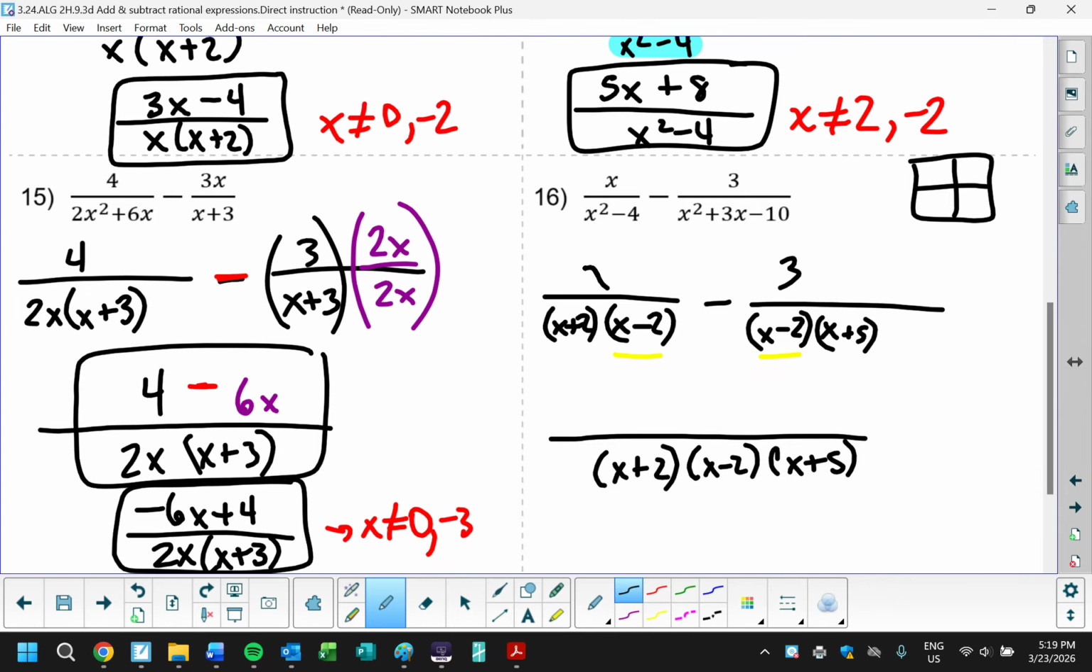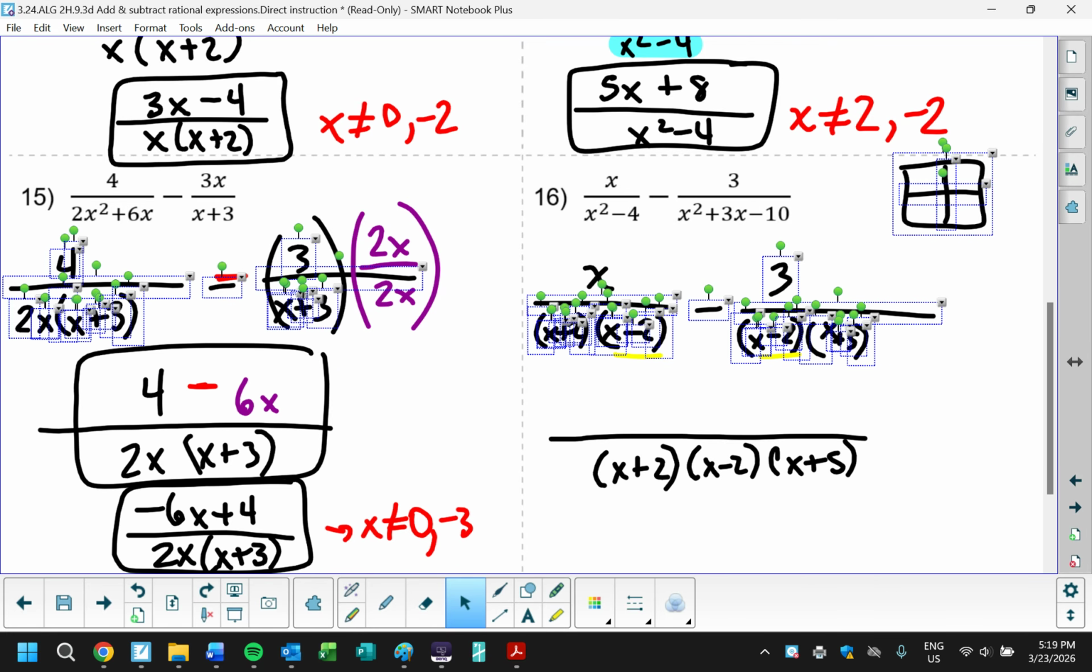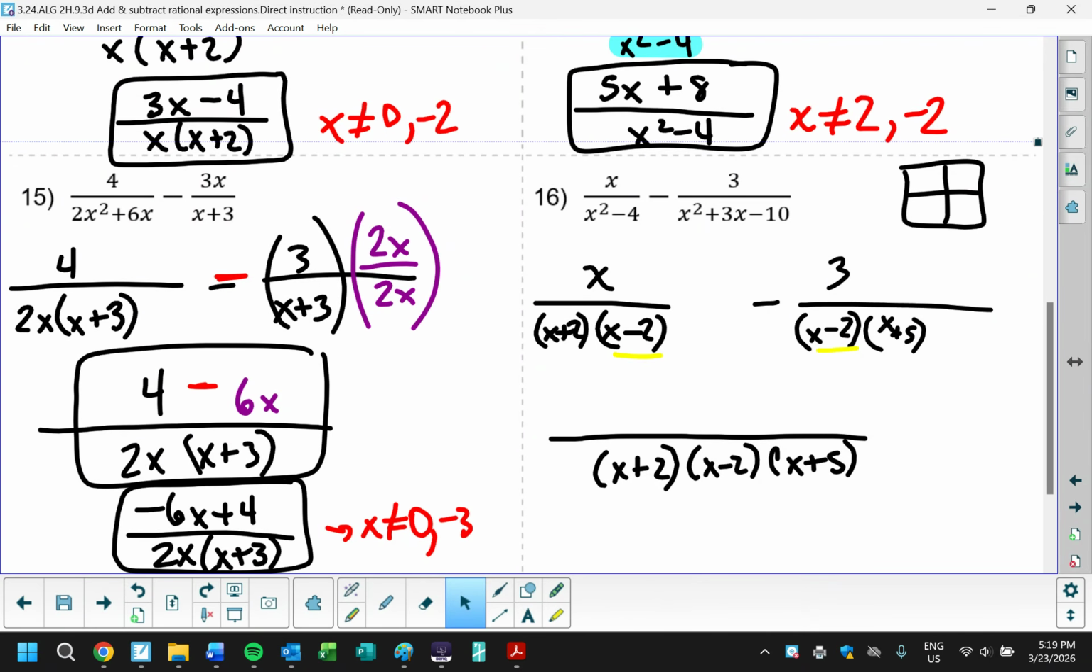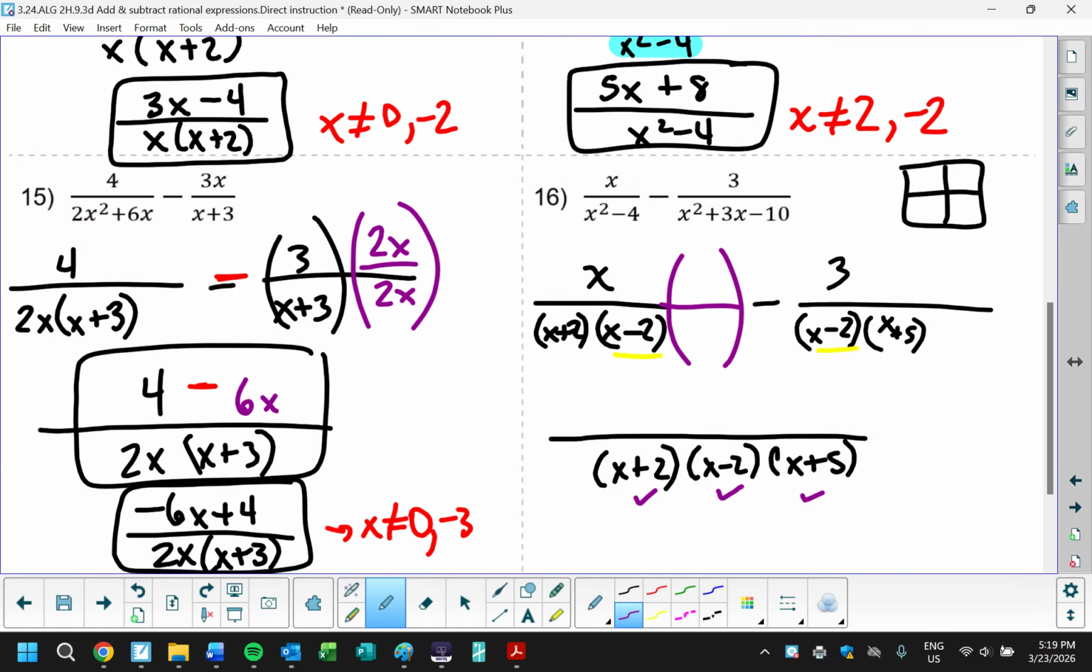So we have to multiply x over something times, can I move this? Let's find out. Give ourselves a little more space. There we go. All right, so what do we need to multiply that left side by? What are we missing? What is the missing factor that we need? Oh, well, we got this, we just need the x plus 5. So let's multiply both numerator and denominator by x plus 5, leaving us with x squared and 5x.